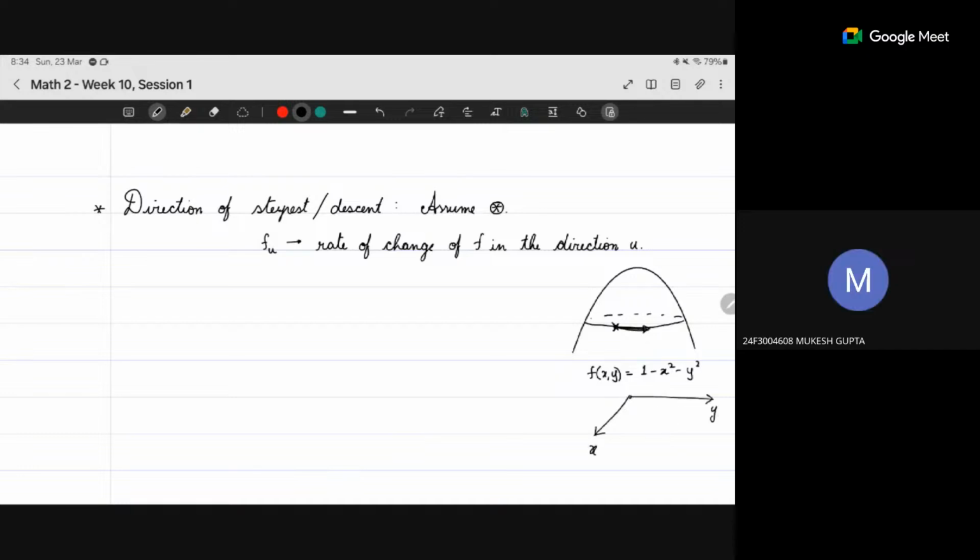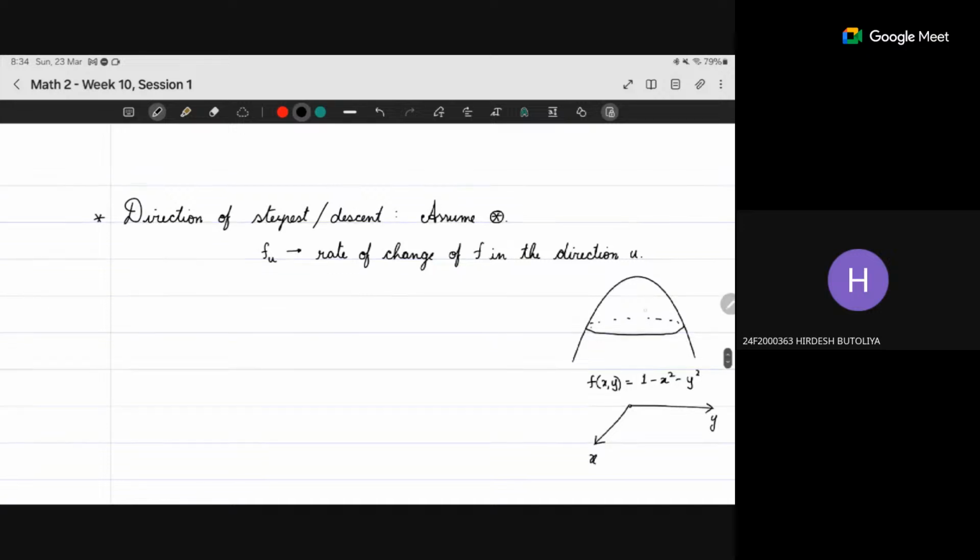I'm saying if I travel along this circle, what is the change in f? No change, sir, because the height is the same. So the generic point on this is of the form x comma y comma f of x y. The z coordinate, which is the height in this case, is f of x y. So this circle-like thing that I've drawn is at the same height. So if I travel in that direction, there is no change in f, so f_u has to be 0.